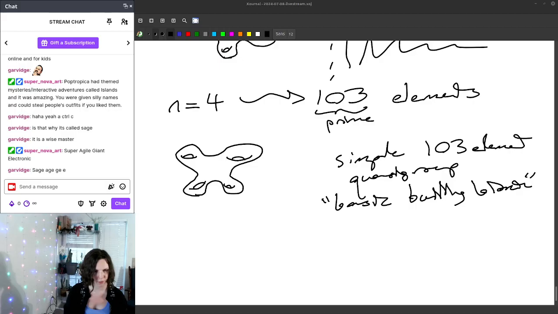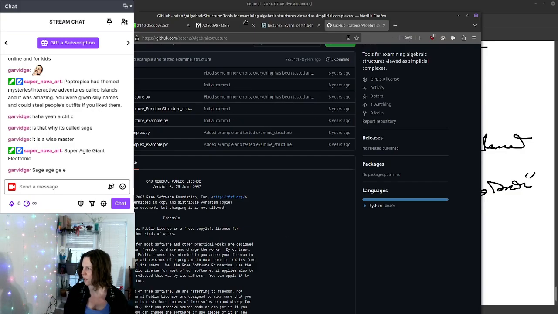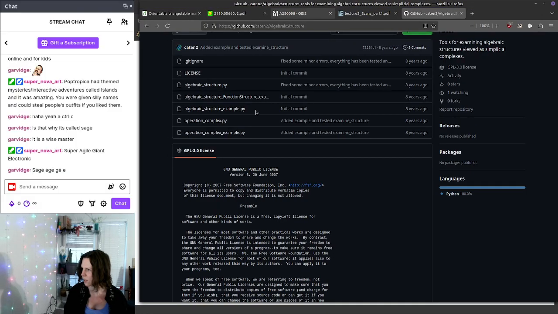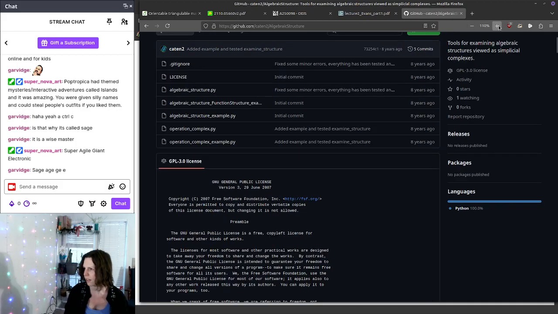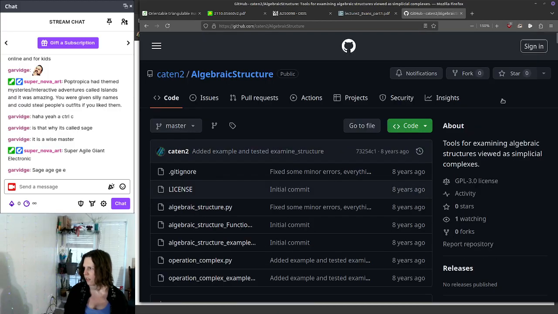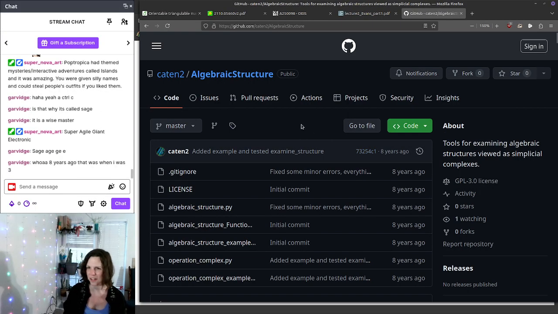Let me see if I can actually find the project here. Oh, this is gonna be a trip down memory lane here. Okay, this is gonna be so old. I did this many years ago. All right, so here we are. So this is actually before this whole paper and project and everything, when I was just thinking about a more simplistic way of viewing algebraic structures as simplicial complexes. 8 years ago. Oh, that was so long ago.